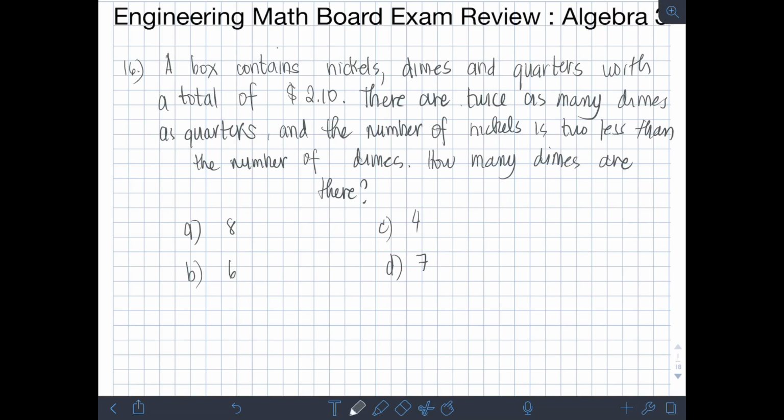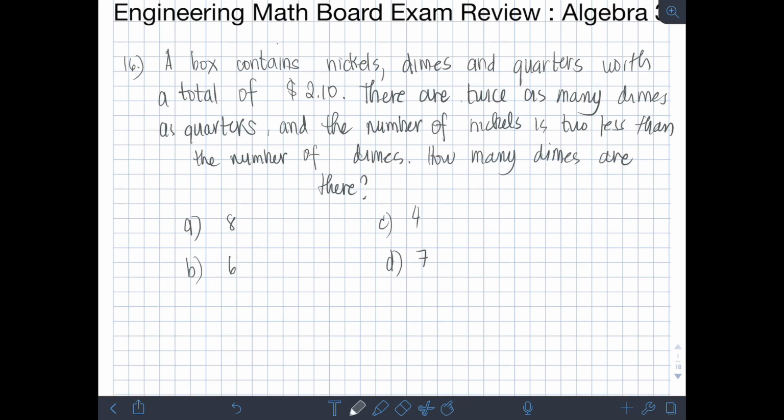Okay? So we have a box contains nickels, dimes, and quarters worth a total of $2.10. There are twice as many dimes as quarters. And the number of nickels is 2 less than the number of dimes. How many dimes are there? Okay, so meron tayong nickel, dime, saka quarters na mga coins.